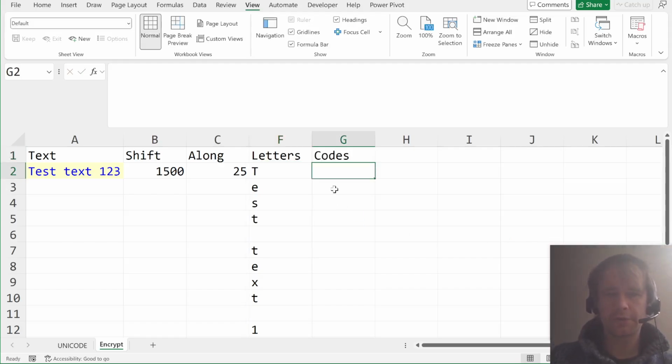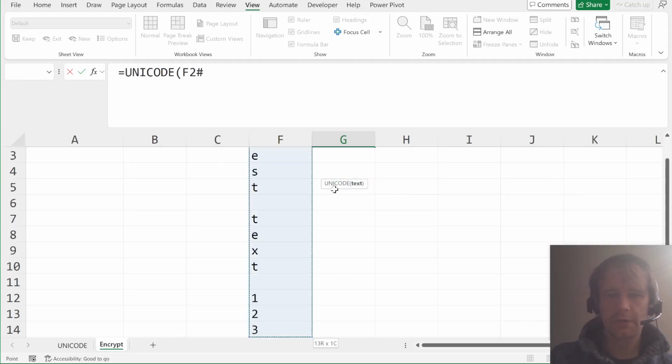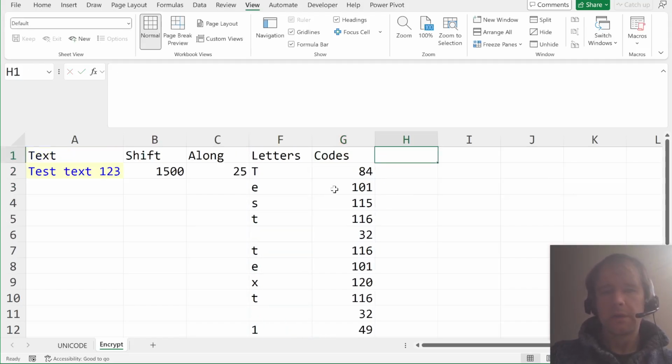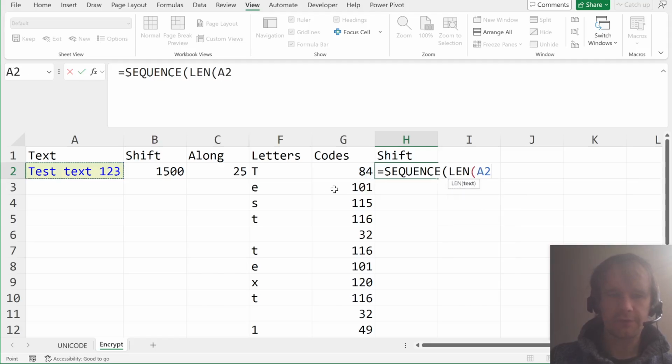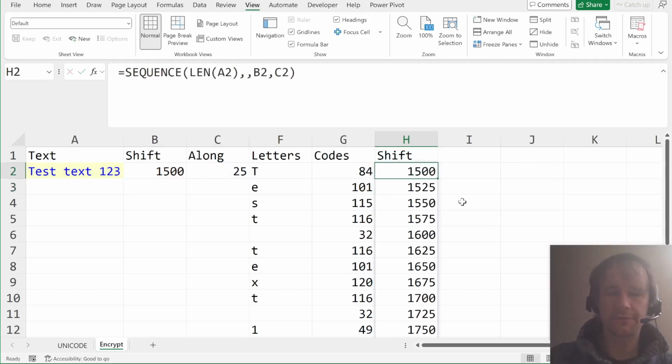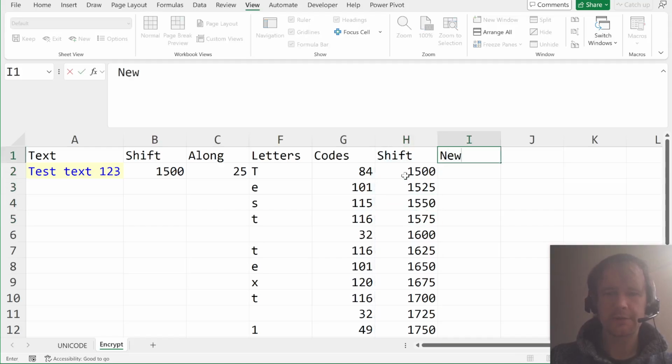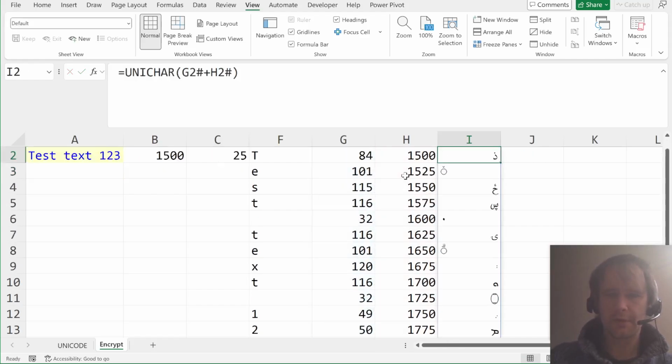So we'll do codes, which will be unicode of that. Then the shift will be sequence of len of this, starting from 1500 and in steps of 25. So in other words, the first one is going to get shifted by 1500, then 1525, and so on. Then we'll have new characters, which will be unichar of this plus this.